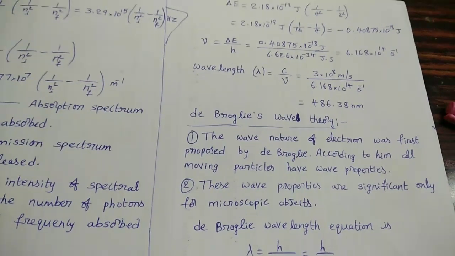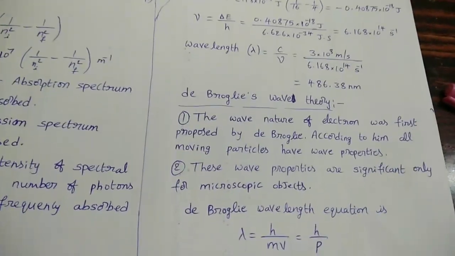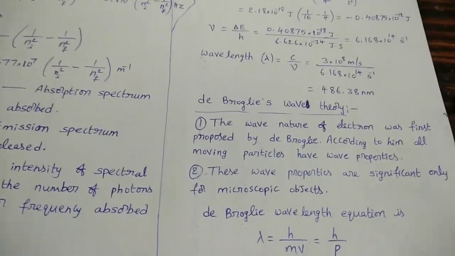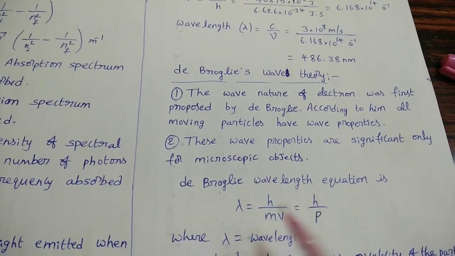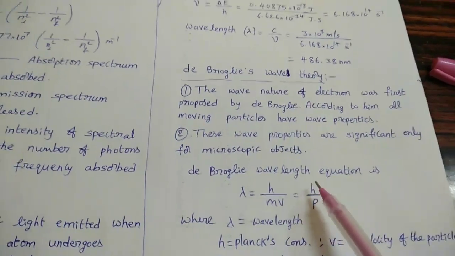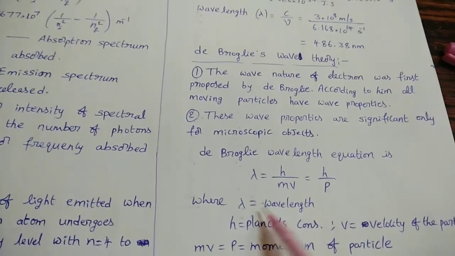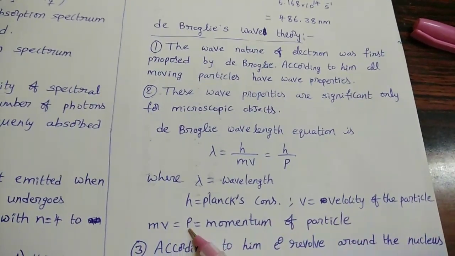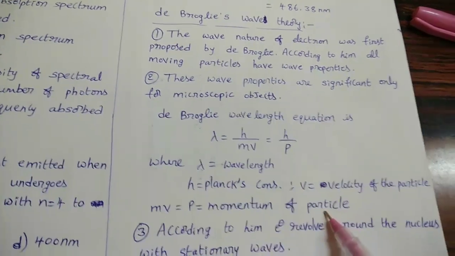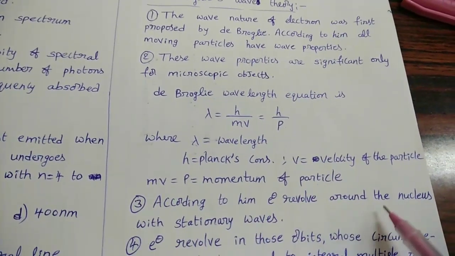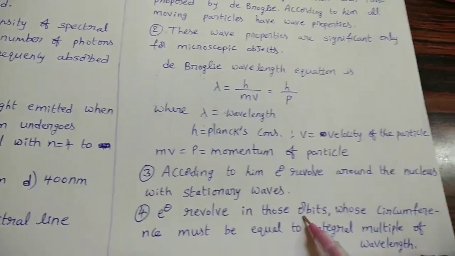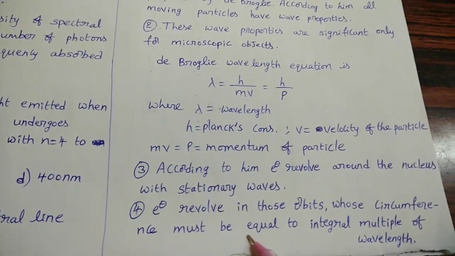To calculate the wavelength of the waves associated with these microscopic objects, he proposed an equation, that is the de Broglie wavelength equation, lambda equal to h by mv, that equals h by p. Here lambda is the wavelength, h is Planck's constant, v is the velocity of the particle, and mv equals p, the momentum of the particle. According to him, electrons revolve around the nucleus as stationary waves. Electrons revolve in those orbits whose circumference must be equal to an integral multiple of wavelength.